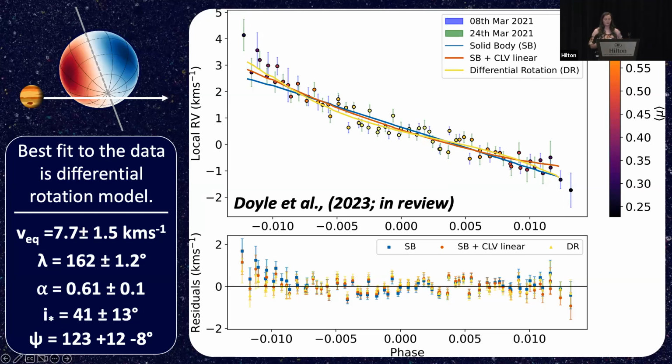And you can see the properties of the fit here, where we find that the star is inclined towards us at 41 degrees. It's highly misaligned with the projected obliquity of 162 degrees. And you can see in the schematic on the top.